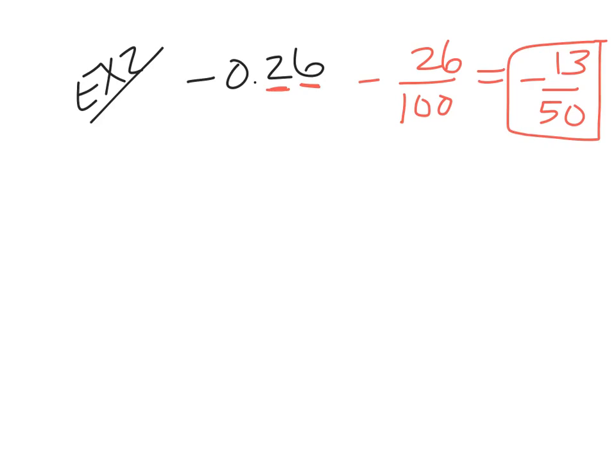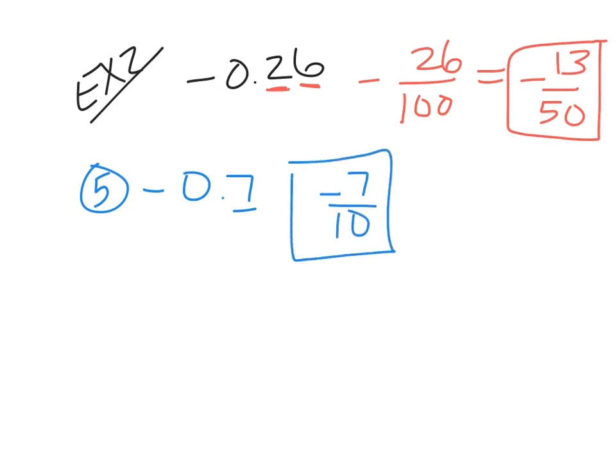All right, so let's do on your own number 5. We're going to write negative 0.7 as a fraction. So how many place values are there? 1, so I'm going to write negative 7 over 10. Can I reduce that at all? No. Because 7 is a prime number.